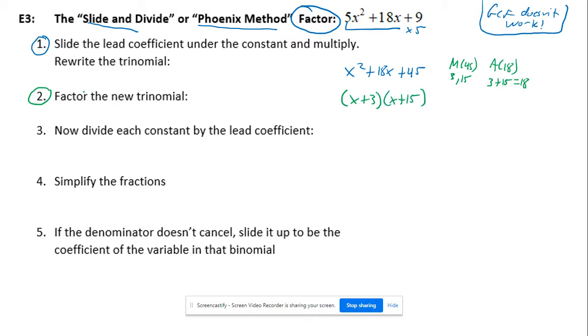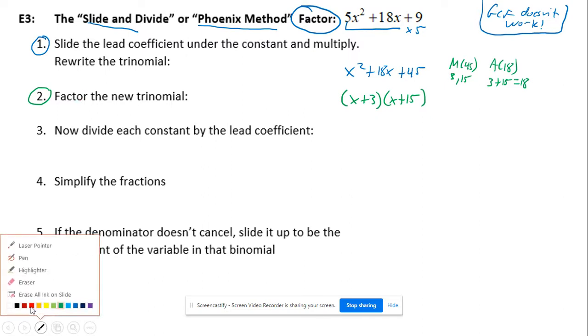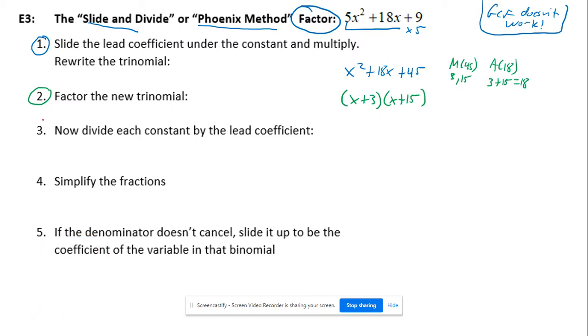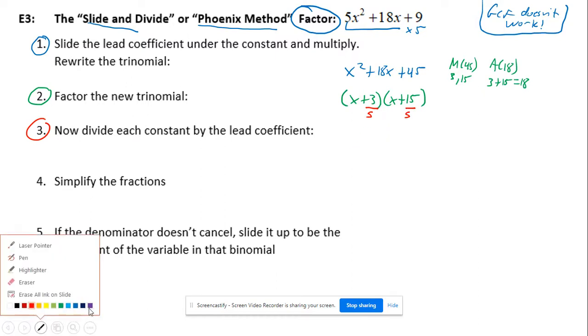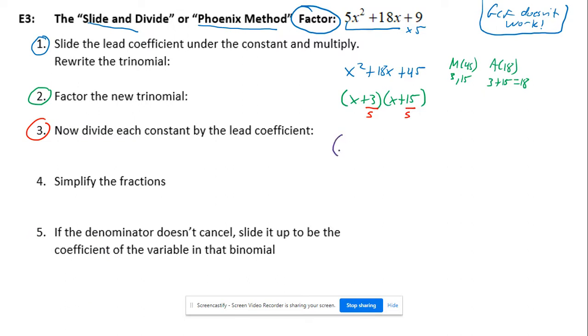That was step 2. Now, normally we'd be done, but because this is slide and divide, or the Phoenix method, I'm not done yet. Step 3 says, now divide. So we slide, we factor, and then we divide by that number 5. We slid that 5 over, and now we're going to divide both of the numbers in parentheses by 5. And if I can, I'm going to simplify the fraction. So I showed the division, now I'm going to simplify. 3/5 doesn't simplify, but 15 divided by 5 does simplify to 3. Do you see how 15 over 5 becomes 3? If you type that in your calculator, you get 15 divided by 5 is 3.